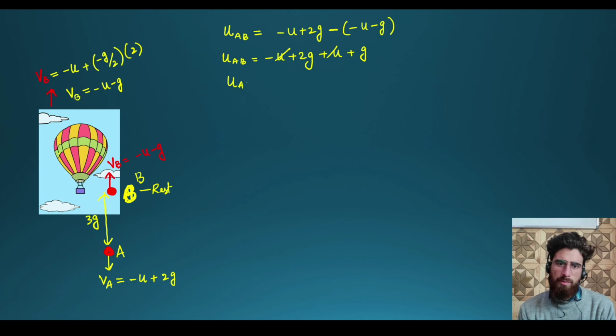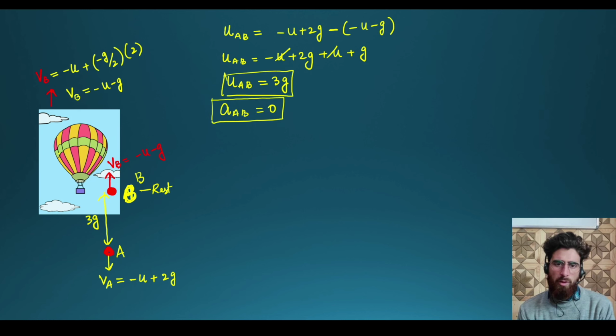So the relative velocity of particle A with respect to particle B comes out to be 3g. And what's the relative acceleration? Relative acceleration of particle A with respect to particle B comes out to be 0. g in the upward direction and g in the downward direction. So the total is going to get cancelled out.